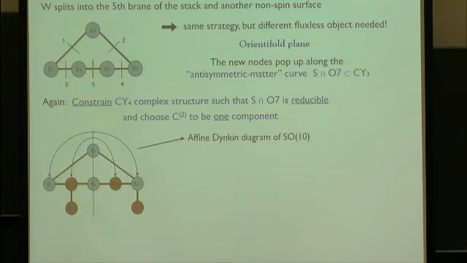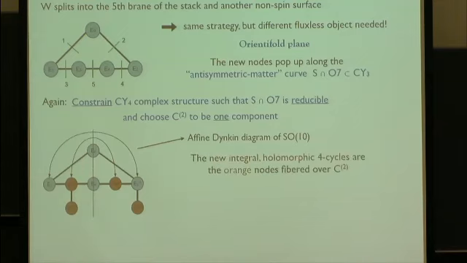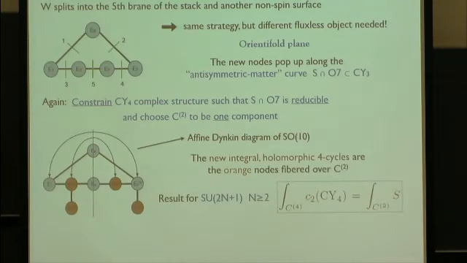The picture of the enhancement here is a little bit more complicated, because we get an enhancement not to SU(6) but to SO(10), because we are on the orientifold. You can recognize here the affine Dynkin diagram of SO(10), even though it's a little bit more difficult, but the strategy is exactly the same. Again, for this constraint, new holomorphic four-cycles appear, which are these orange nodes fibered over C2. And the result is even easier than before: for the whole tower of SU odd gauge groups, this is odd whenever the class is odd.